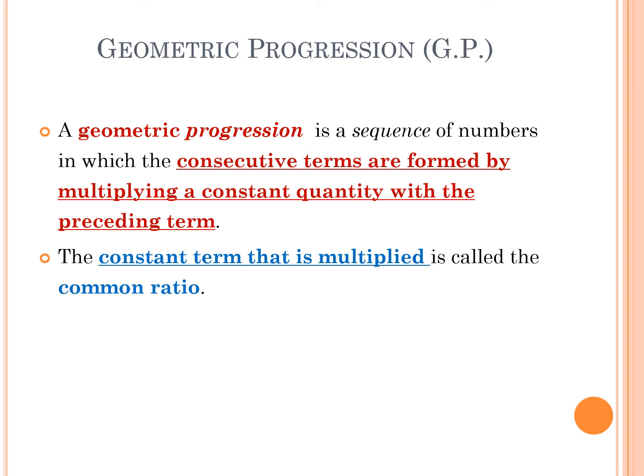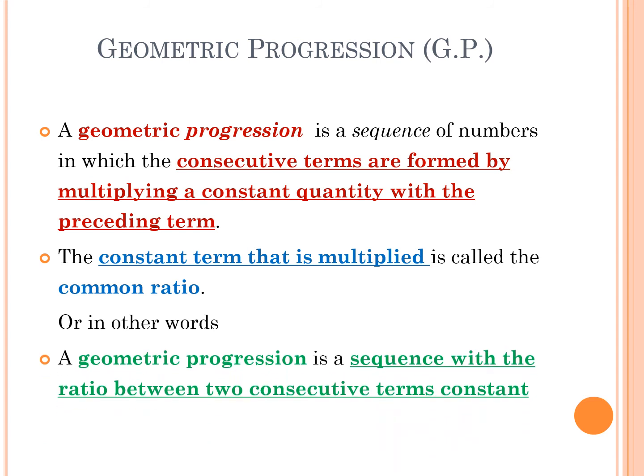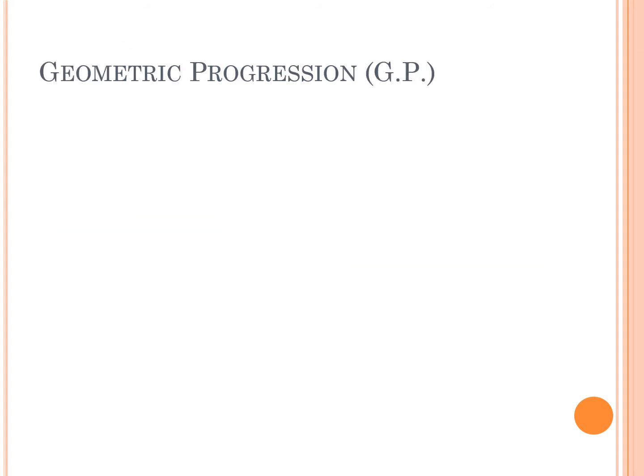A geometric progression can also be defined as a sequence with the ratio between two consecutive terms constant, and this constant ratio is called the common ratio. We shall see an example.